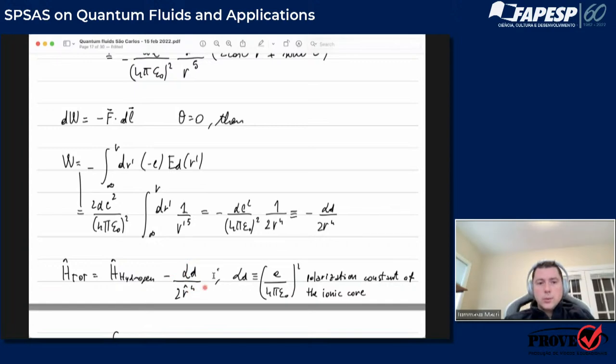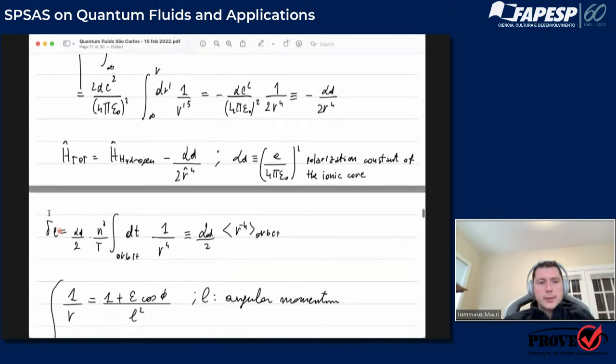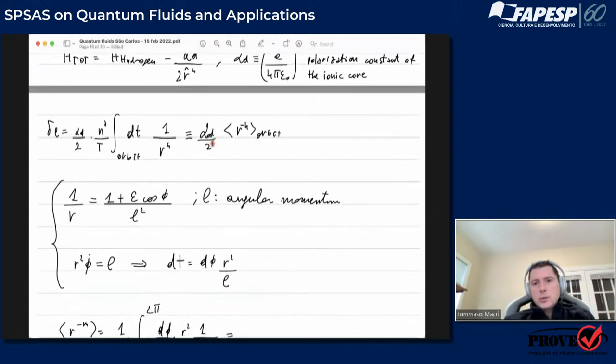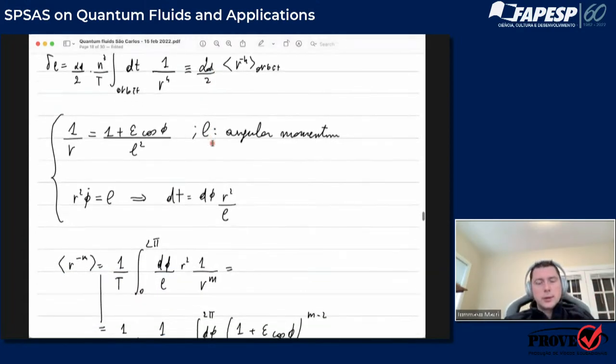Once we have this, we can go back to our estimate of the quantum defect, and what we find is that we just need to perform this integral over a classical orbit. Alternatively, as I already mentioned, you can take this perturbation and apply it to the electronic wave functions, the eigenfunctions of the hydrogen atom, and compute the expectation value of this perturbation. You will get essentially the same result. But now let's do it classically. Let me just sketch how to do this calculation classically.